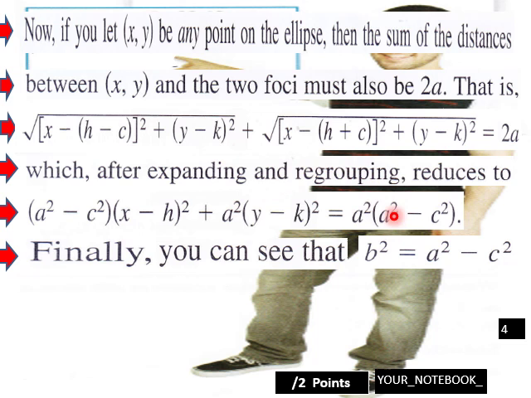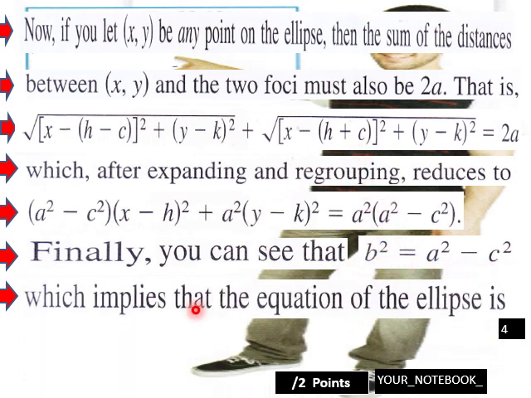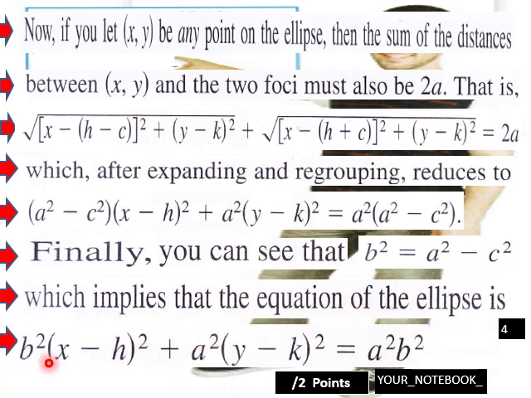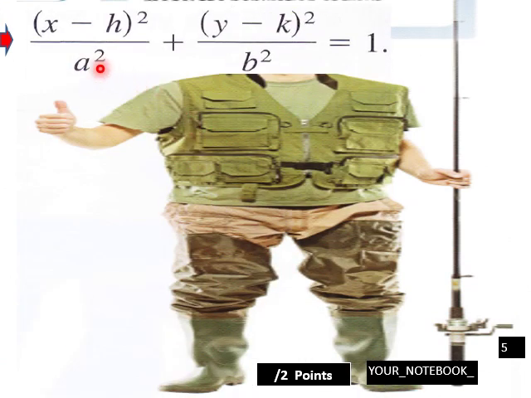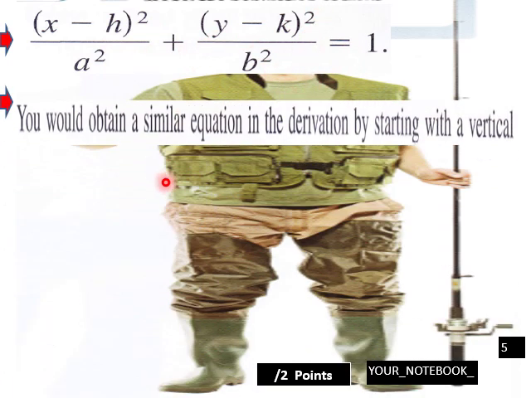So from all of this, we can deduce that b squared equals a squared minus c squared, which implies that the equation of the ellipse is b squared times (x minus h) squared plus a squared times (y minus k) squared equals a squared b squared. Wow, this is almost like a proof that is proving the equation of an ellipse. Okay, that's cool. So again, we go back to this: (x minus h) squared over a squared plus (y minus k) squared over b squared equals 1.